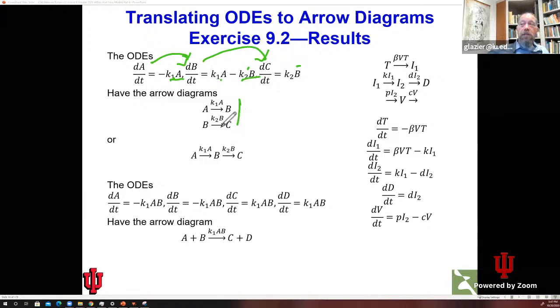And I can compress those if I have the same thing on two arrows by combining them and writing that in one line like that. Should be like the second line here.